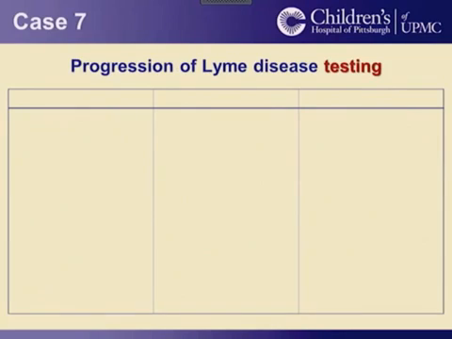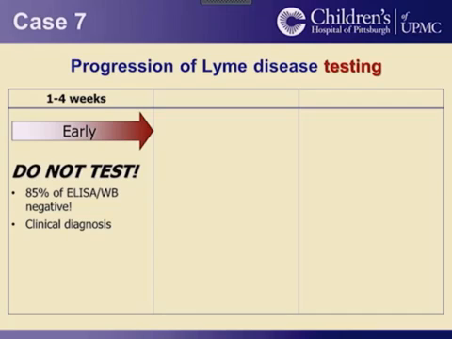We certainly know that the progression of Lyme disease also helps guide Lyme disease testing. When you have patients who have Lyme disease, the one thing we would emphasize is don't test them in the early stage if you're looking at an isolated erythema migrans. 85 to 90% of these patients will have a negative ELISA and Western blot. And so if you make a diagnosis of clinical Lyme disease early on, you're done. You've made your diagnosis. You should report the case to the CDC, and you should treat the patient.